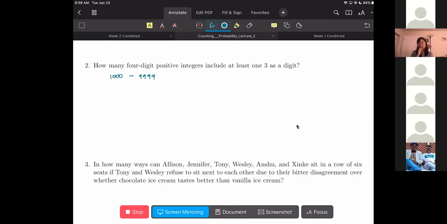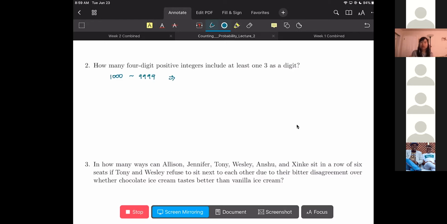Sorry, how are you counting the ones? Okay, so let's break this down into a couple parts. So the first part of what you said is how many total 4-digit positive integers are there? And here we noted the range is from 1,000 to 9,999. So how many total is that? That's 9,000 in total. Right, so this is 9,000.